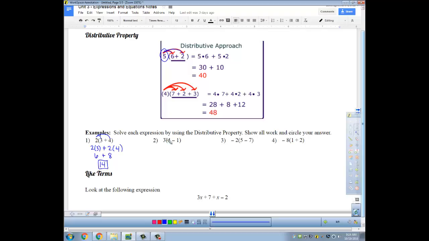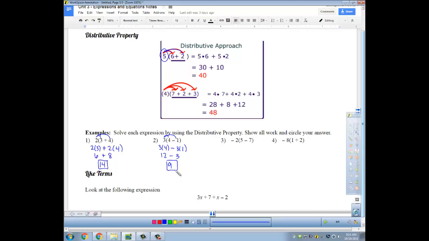Going on to number 2, make your lines. Shoo, shoo. So first we're going to do 3 times 4. Bring down your minus sign. And 3 times 1. And then solve it. 3 times 4 is 12, minus 3 times 1 is 3. 12 minus 3 is 9.